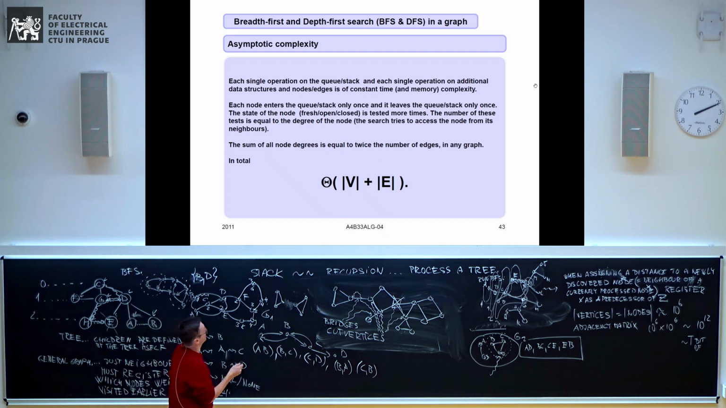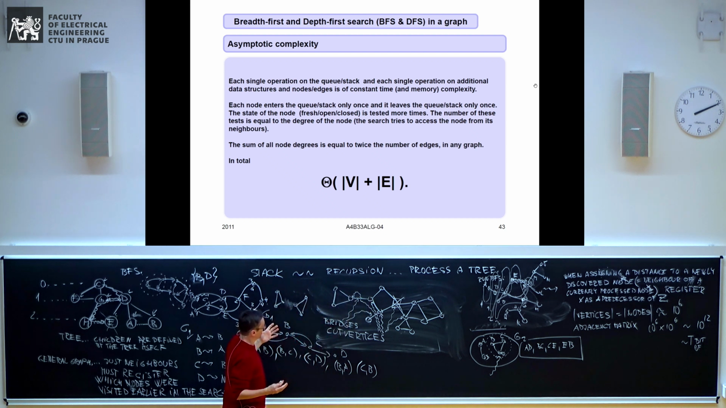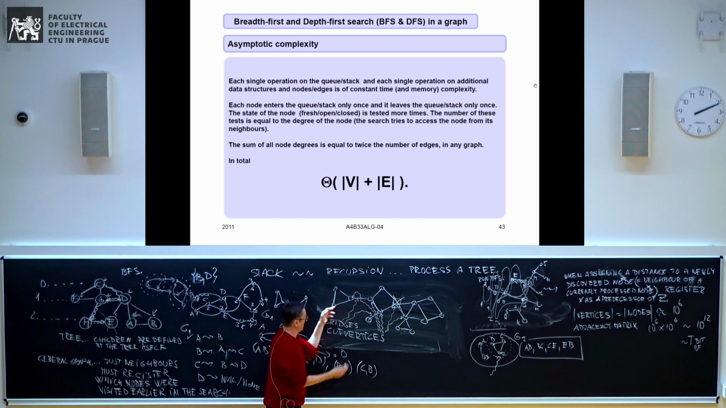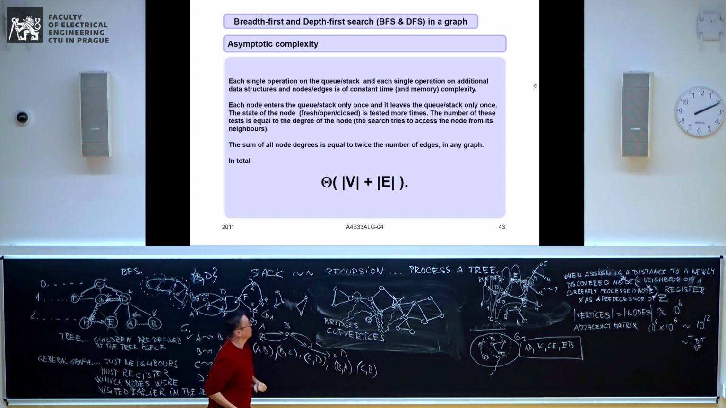Why do they add them here? Because you have to visit all nodes and you have to traverse each edge at least once in any graph. When you search it and you want to search it whole, then you need this number of operations. But please be careful.